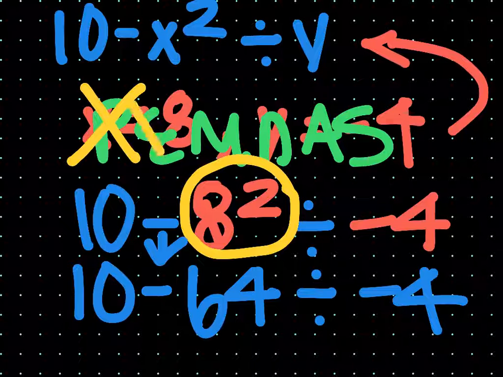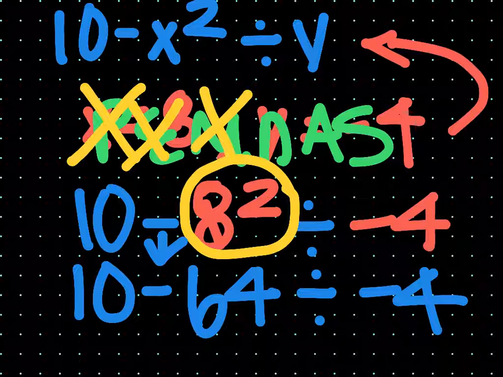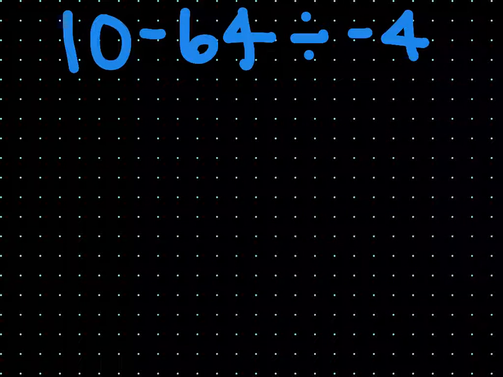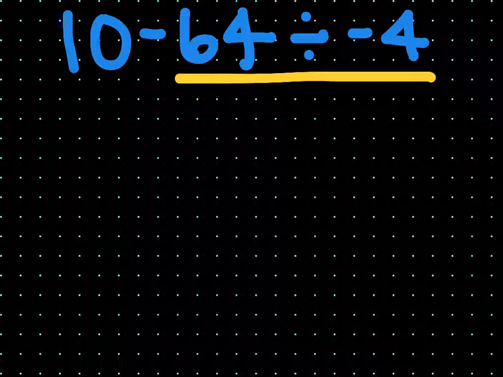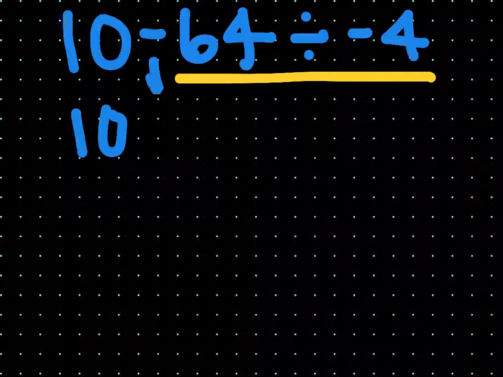We already did exponents, so let's cross it out. Multiplication. Do we see any multiplication? No. Do we see some division? Yes, there's division right here. So we rewrite the problem. 10, bring down our negative, minus, what is 64 divided by 4?